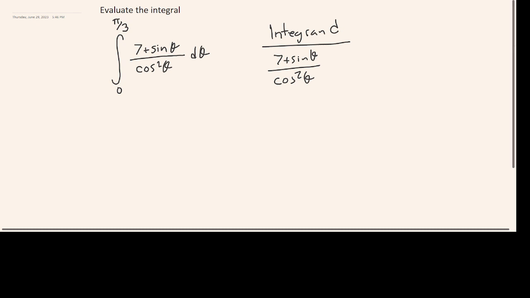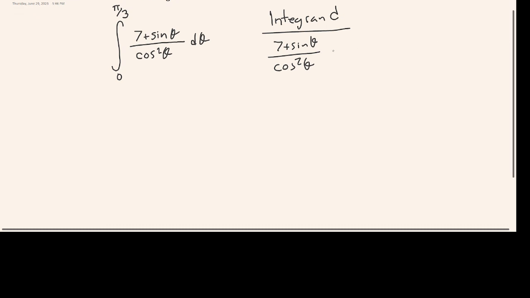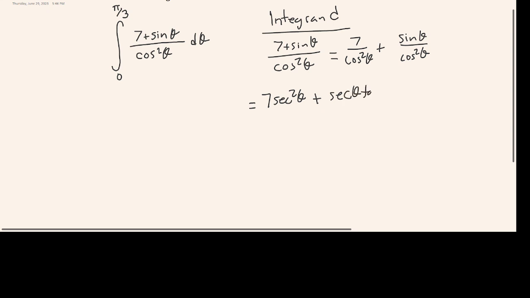Now if we look at this, we can see we can break it up into 7 over cosine squared theta plus sine theta over cosine squared theta. And from here we can apply some trig identities. 7 over cosine squared theta is equal to 7 secant squared theta. And sine theta over cosine squared theta is equal to secant theta times tangent theta.